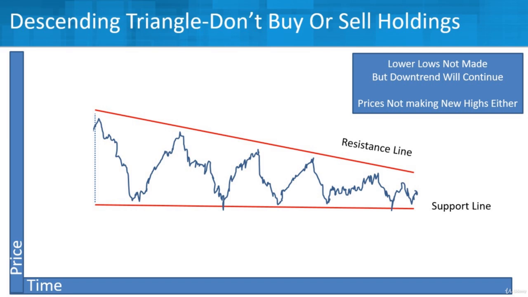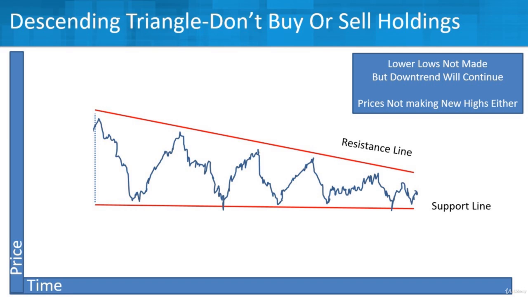Again, it's a continuation trend. So the lower lows are not made, but the downtrend will continue as it trades within that and it converges in there. But the prices are not making new highs either. The prices are starting to narrow and get closer down. So really, to tell whether it's an ascending or descending triangle, you'll look at which line is horizontal, basically straight across, and which one has a slope. Ascending, going higher, would have a support line that's uptrending, and a descending triangle would have a resistance line that's downtrending or downwards sloping.